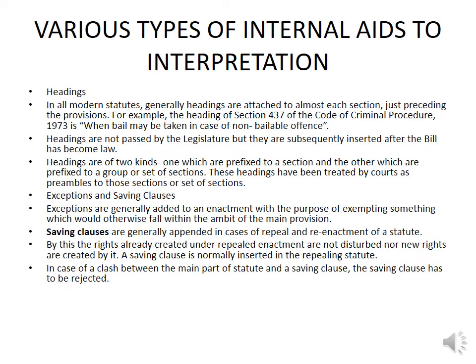Now headings are of two types: one which is prefixed to a section and the other which is prefixed to a group of sections. Sometimes one heading is there just to tell about one section, but sometimes there are headings which tell about groups of sections or articles, like right to religion, right to faith and religion. There are many articles in that.